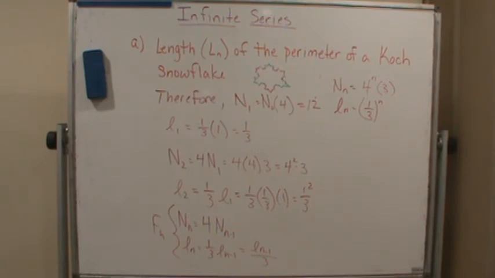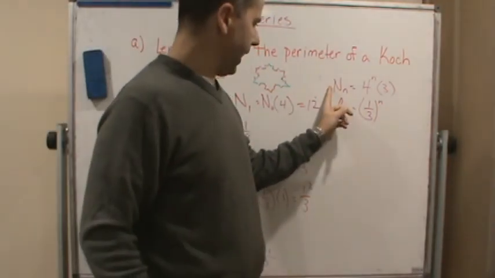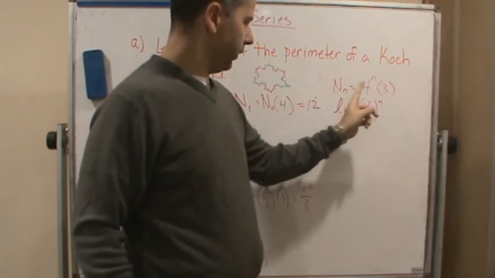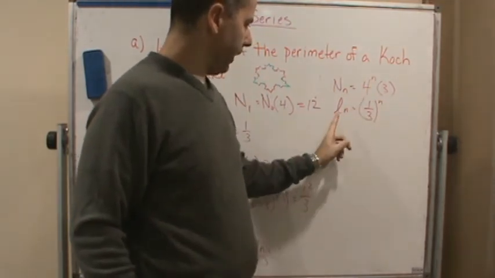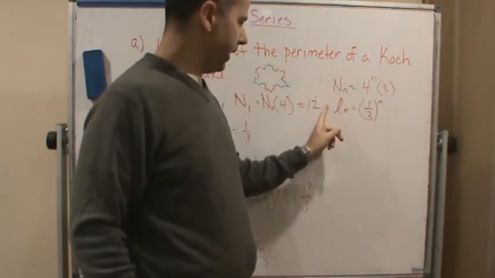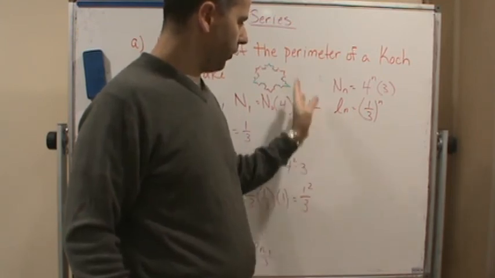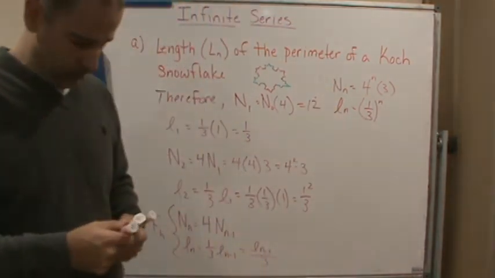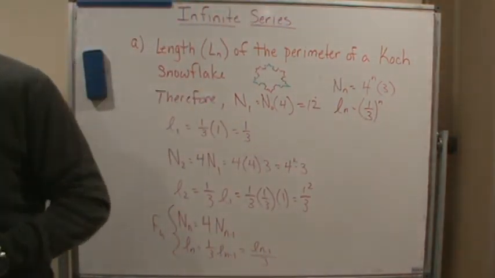Okay, so now we're ready to represent the perimeter of F sub n. So basically, look what we have. We have the number of sides represented right here for each figure, and we have the length of each side represented for each figure. And so we can find capital L sub n, the perimeter of the whole figure, by just multiplying these together. Okay, so let's do that.